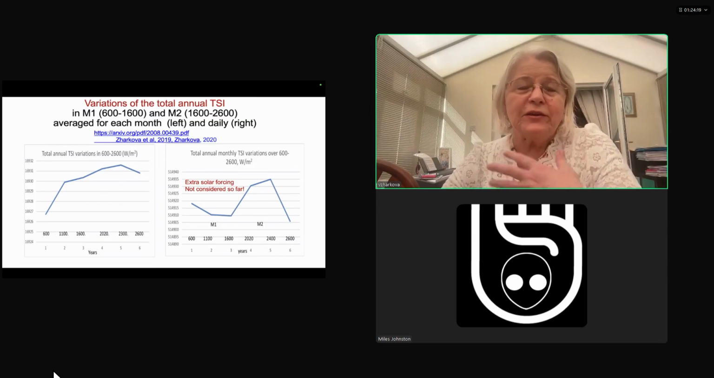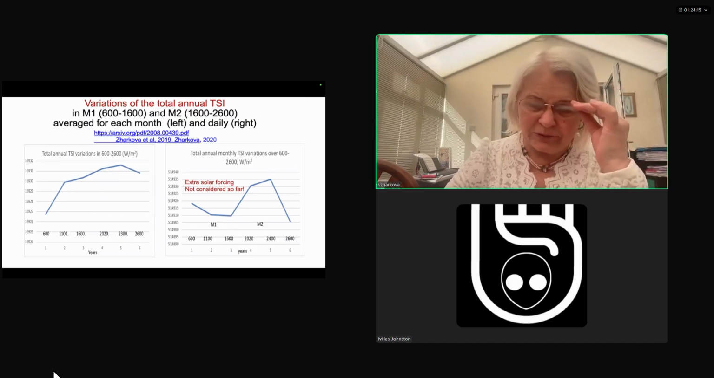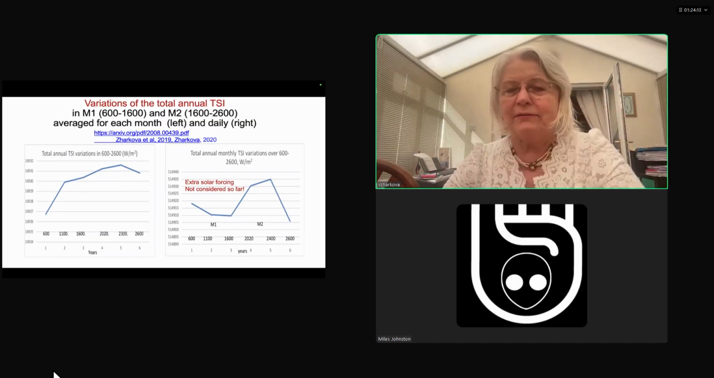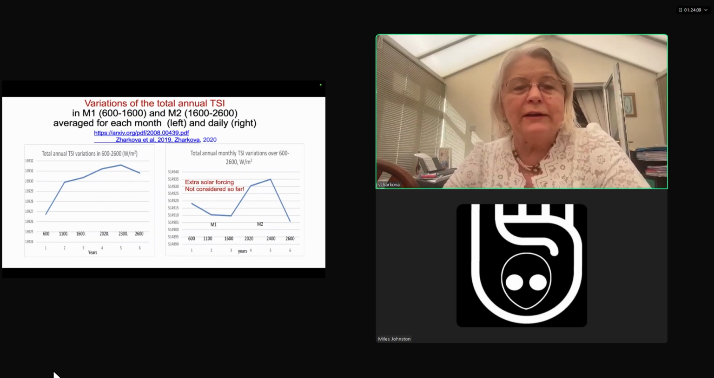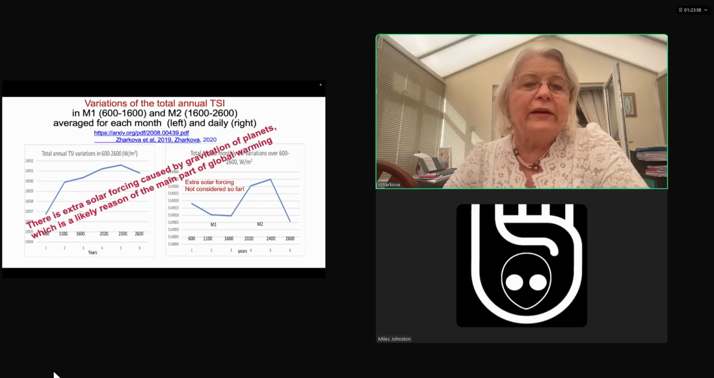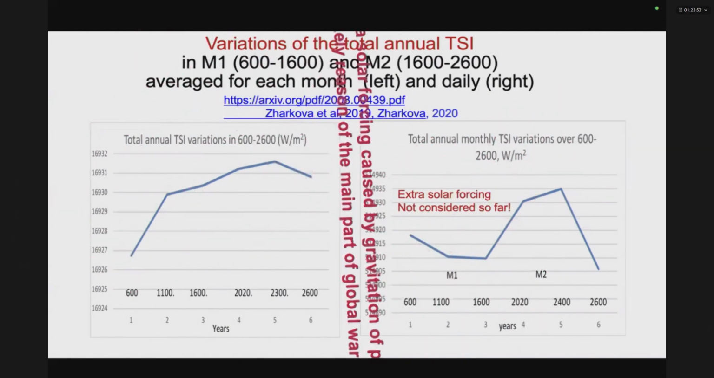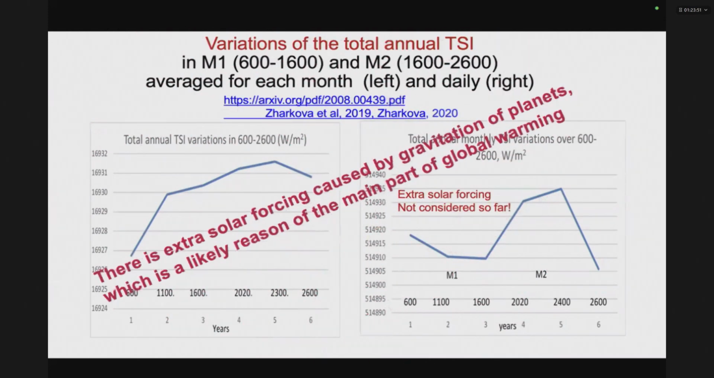Instead, they look for some imaginary forcing coming from greenhouse gases, which have nothing to do with it, and simply wrongly accuse them, because CO2 is a very good gas. It produces a lot of greenery. Every garden center puts in CO2 to have better greenery. So the extra solar forcing caused by the gravitation of the planet is likely the reason, or the main part, of global warming. So this is the main interest.